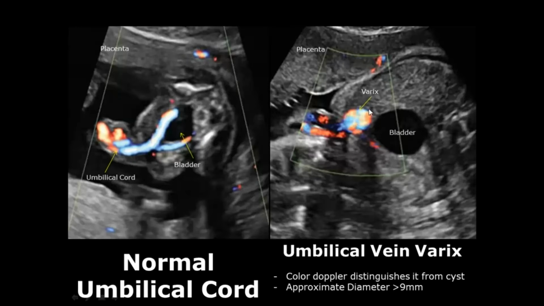When we apply color Doppler, we can see internal flow and we can distinguish it from a cyst.